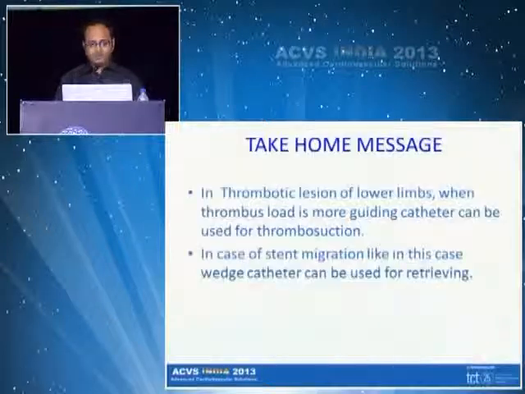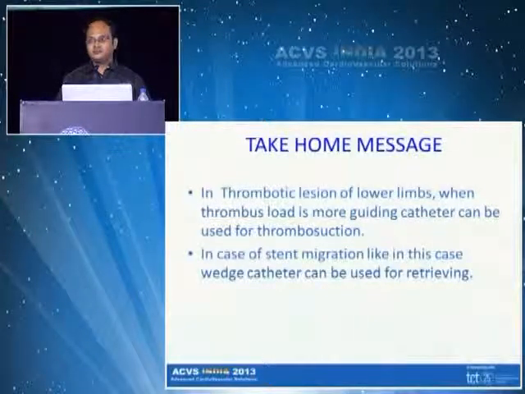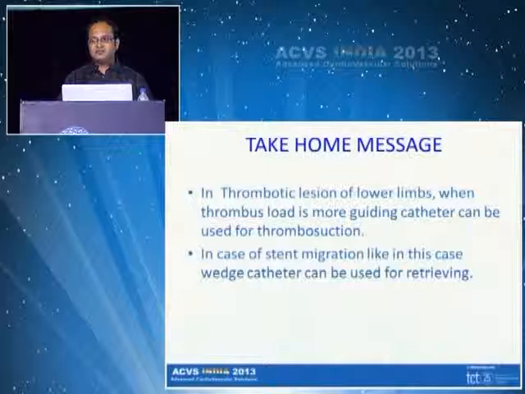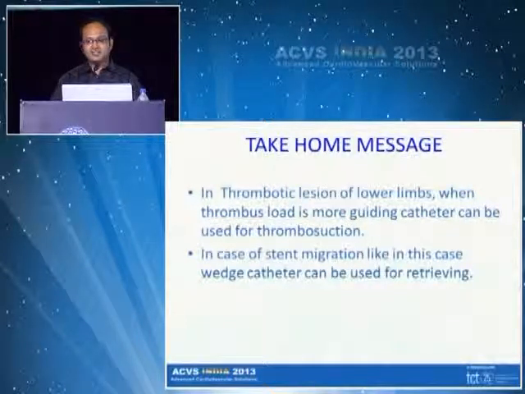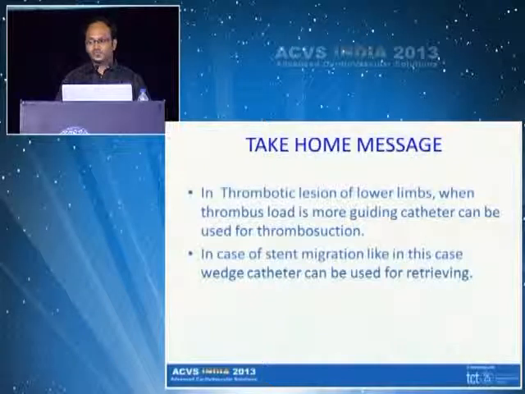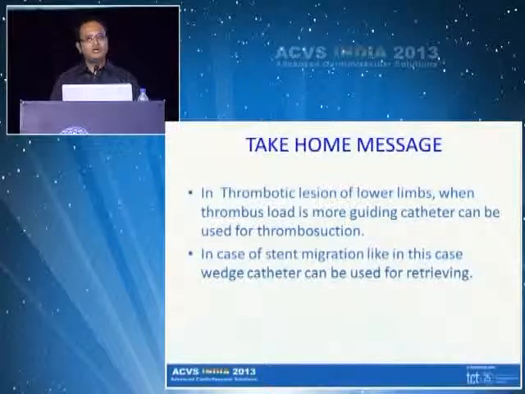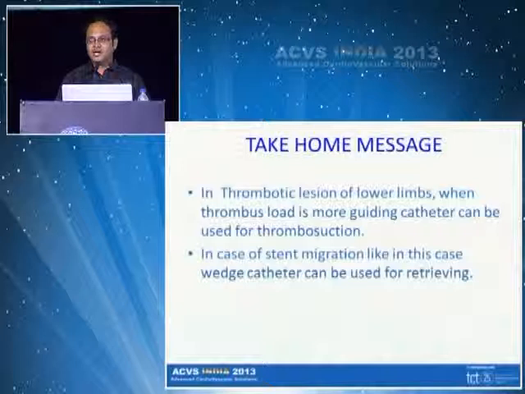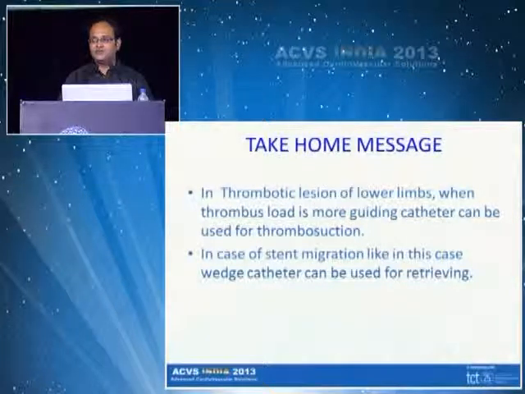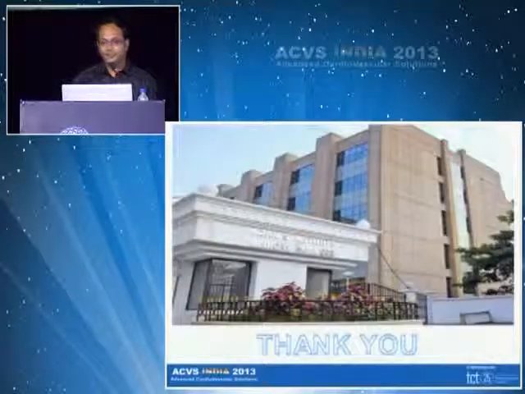So the take-home message is that in thrombotic lesions, when we don't have dedicated thrombosuction catheters like AngioJet or Amplatz's thrombus extraction system, then we can use our guiding catheter which has side holes, and it can be used for thrombosuction. Second thing, when we encounter a complication like stent migration, there are other devices, but it is better to use a wedge catheter, which can be used for retrieving. Thank you.